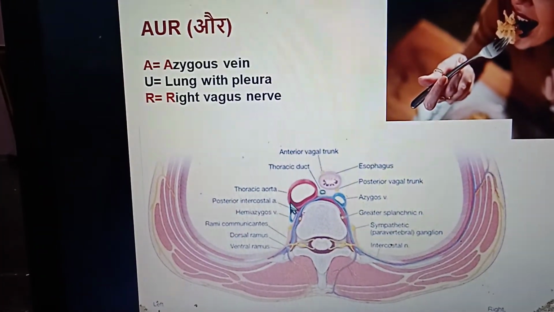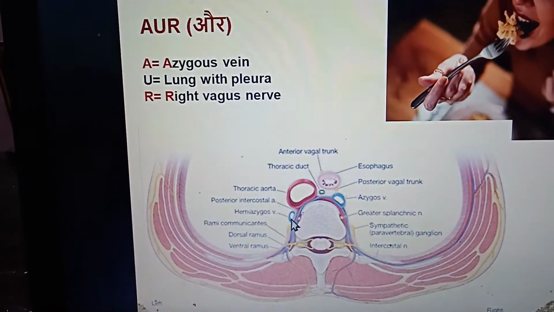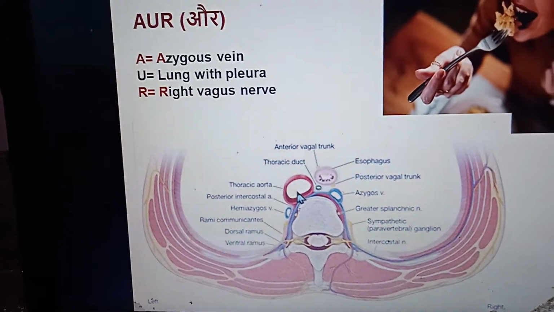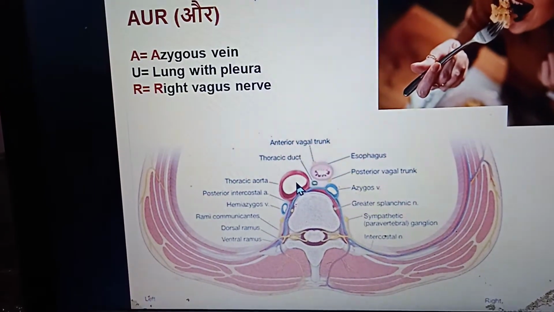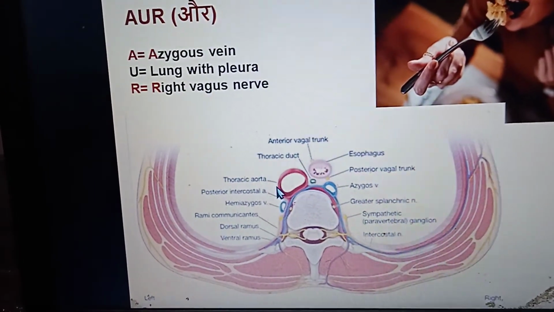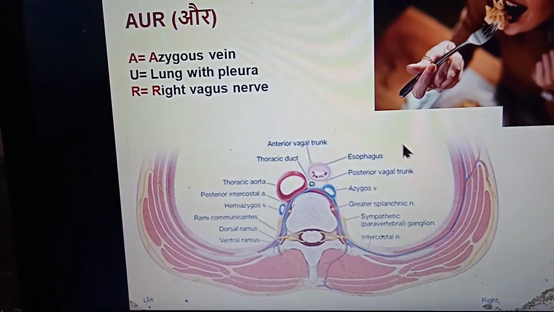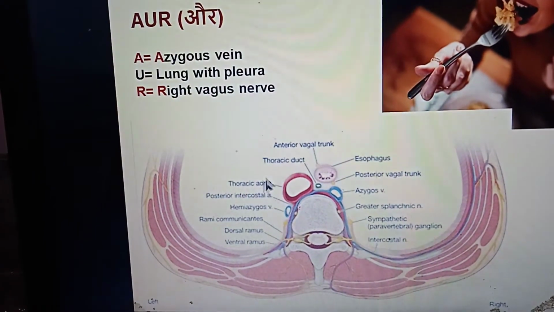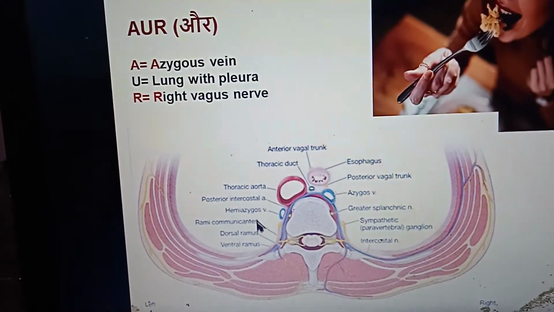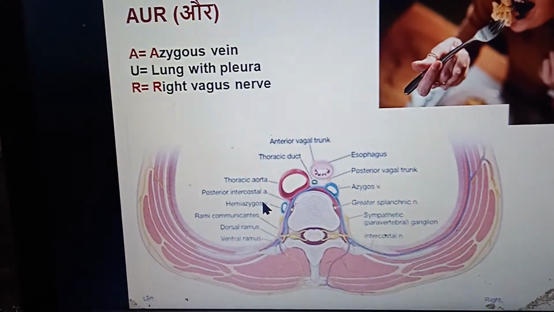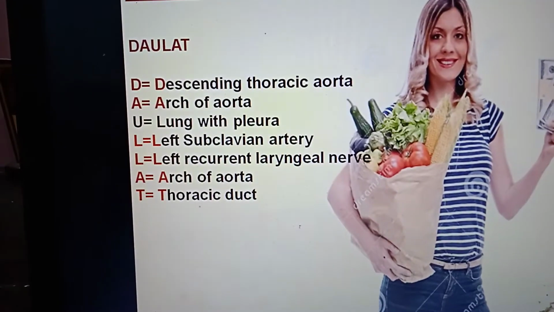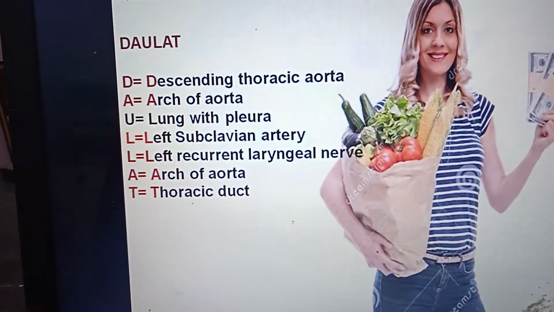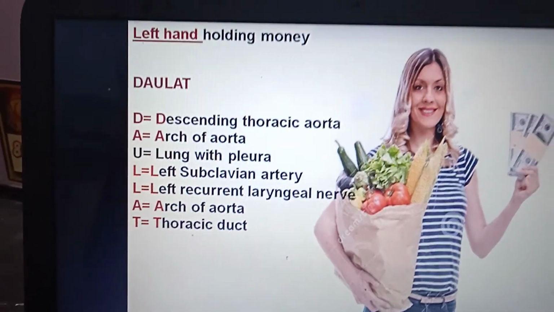On the left side, this is daulat, that descending thoracic aorta. This one is descending thoracic aorta, and also arch of aorta. U for lung and pleura, here the lung and pleura, here also lung and pleura. Left subclavian and the left recurrent laryngeal nerve, and T for thoracic duct.